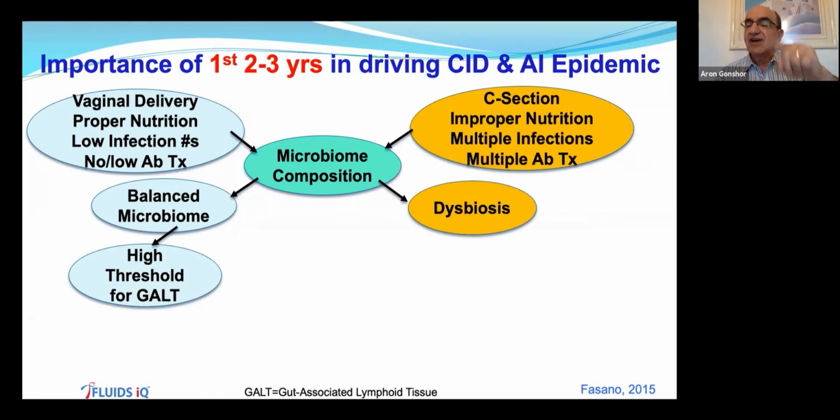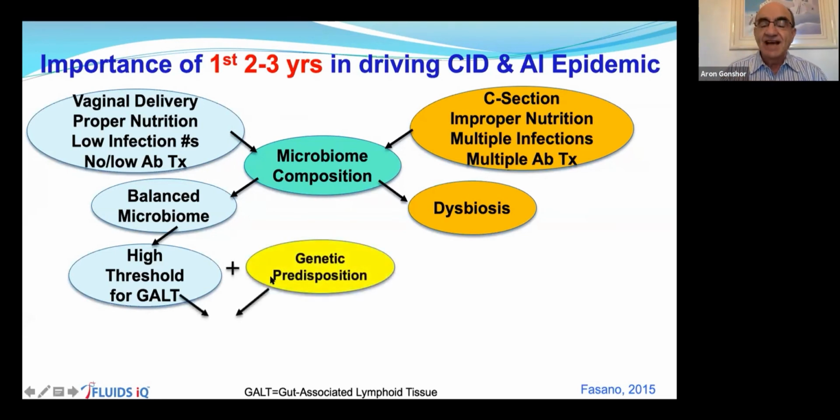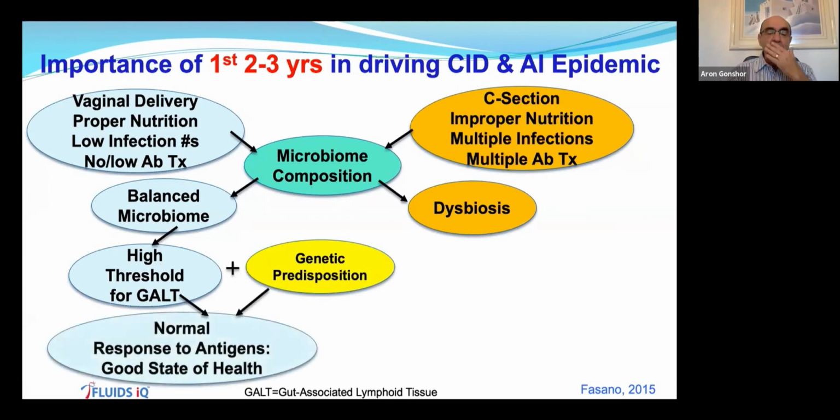And if they had infection, that was the only time they wanted to send out the big guns of immunity to treat that infection. Otherwise, they did not want that inflammatory innate immune system to be functioning. So it has a high threshold. You don't want it to work normally. You want energy. So if you had a good genetic predisposition with a high threshold for GALT, guess what? You have a good state of health.